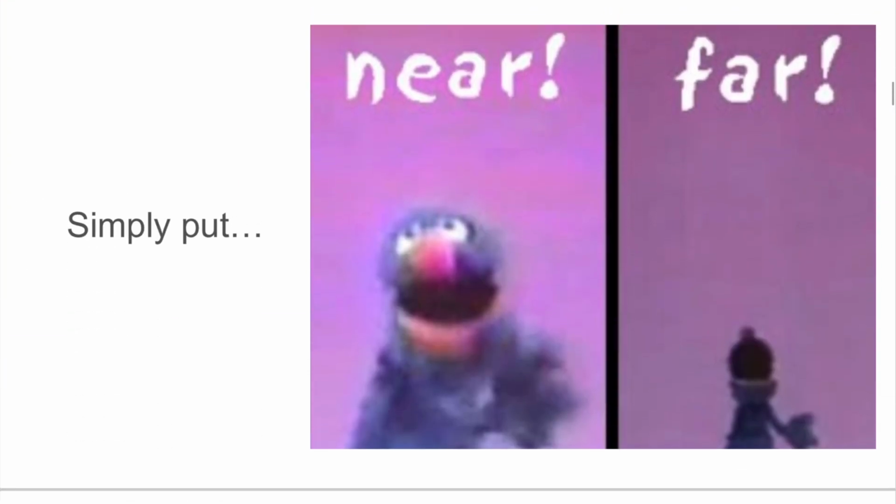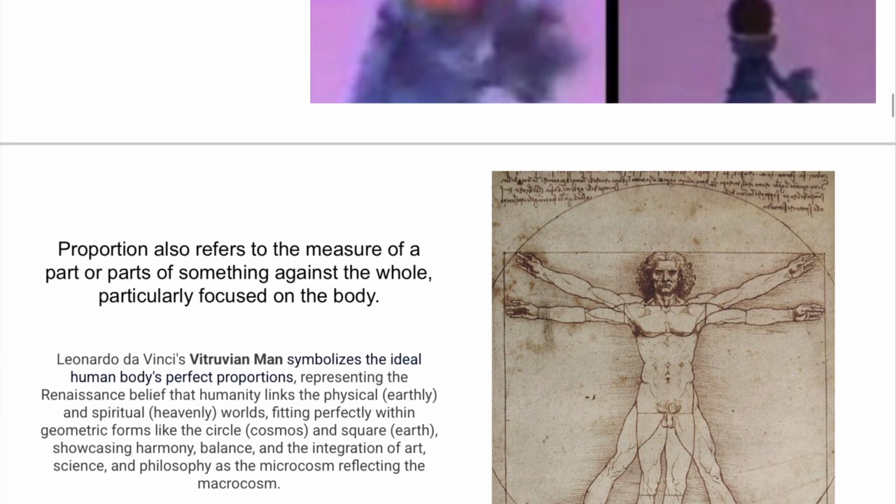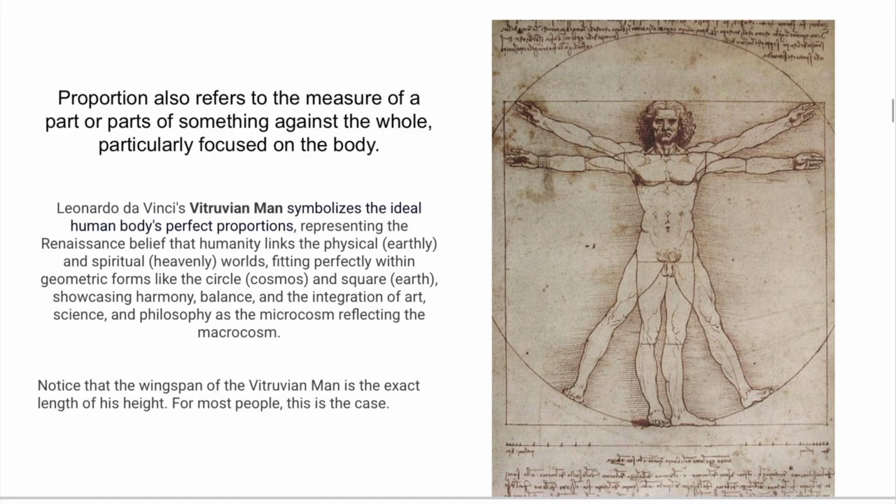But if I'm cutting it short, good old Grover from Sesame Street will tell you, near and far are very well represented by just a large and small version of the same thing. Okay, so proportion also refers to the measure of part or parts of something against the whole, particularly focused on the body. Again, what I was talking about earlier, coming back here in the form of the Vitruvian Man. This symbolizes the ideal human body's perfect proportions.